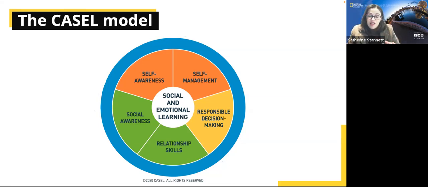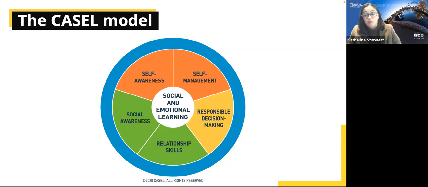I like using the CASEL model simply because I think it's very clear, it's very straightforward. This is the kind of thing you can put up on your classroom wall, or you can keep it on your phone and have a look at it, just to remind yourself, these are the key things that make up social and emotional learning. So there are these five elements, and they're nicely depicted here in this circle for social and emotional learning.